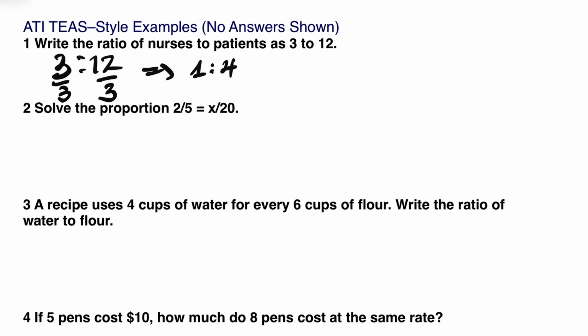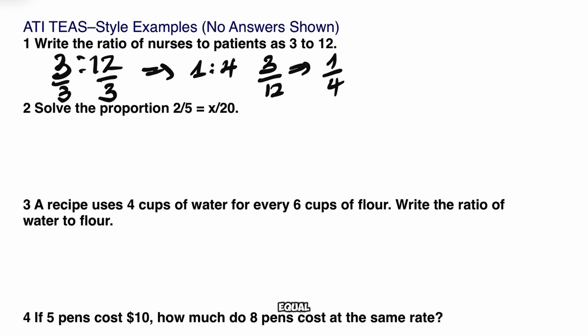With that being said, you can also do division, right? You can also say 3 over 12. And then this is a vulgar fraction, so you can just go ahead and reduce it to 1 over 4, which is what we are talking about. 1 is to 4.